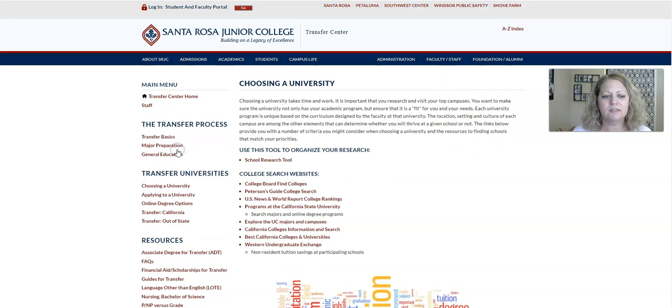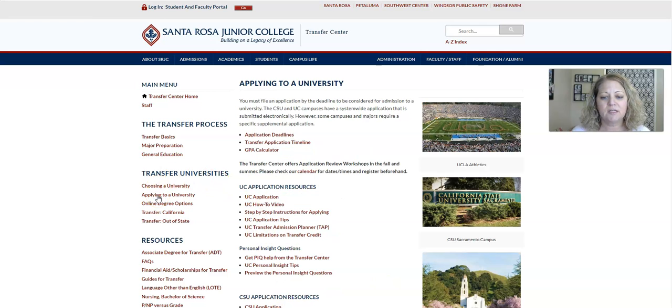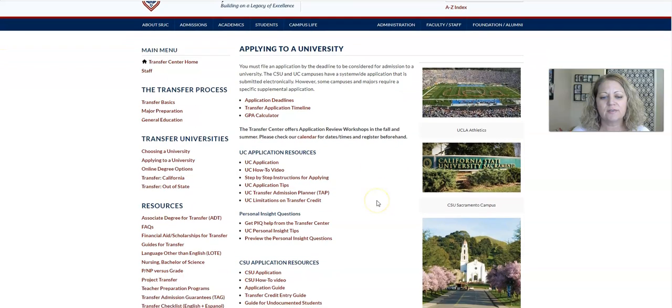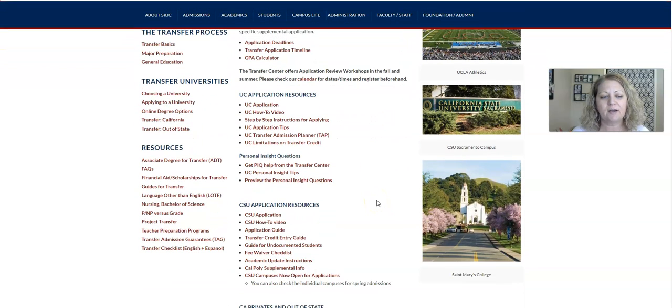We have a lot of links under choosing a university. So students typically ask, what's the best college to go to for psychology? Well, that's a really personal decision, and you really need to research schools to find out what's going to be the best fit for you. But these are some sites that can help you in making that decision. Applying to a university, when it comes time to apply, just know that this information is here and can help you.